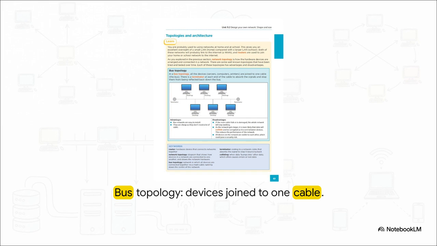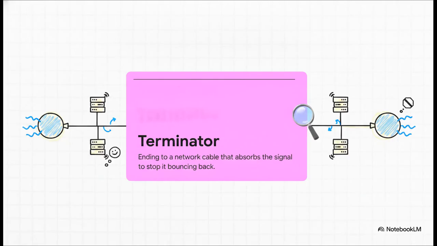But there's a pretty huge catch. If that one main cable fails or gets damaged, the entire network just stops working. To keep a bus topology from totally crashing, we use something called a terminator. These live at the very ends of the bus cable, and they act exactly like a sponge. They absorb the data signals so they don't bounce back and collide with other data. Because, no bouncing means way fewer data crashes.